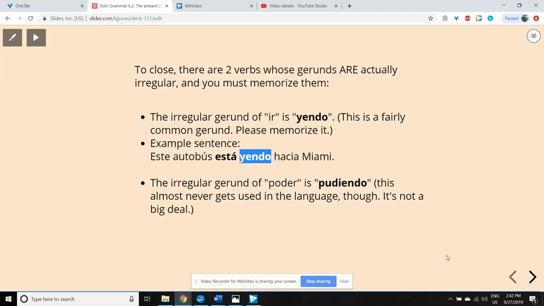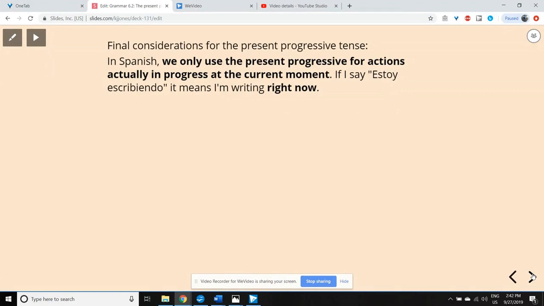Those are two truly irregular gerunds. Most of the things the book tells you are irregular for gerunds are not irregular. They just follow a different process. Difference does not equal irregularity. All right. So some final considerations about the present progressive tense.